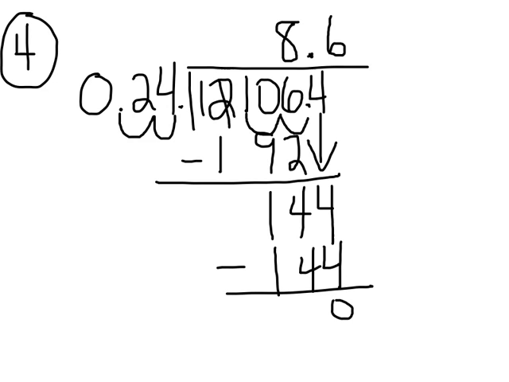Okay? So we must change the divisor to a whole number first by multiplying it, and then we also move the decimal for the dividend the same amount of times we did for the divisor.